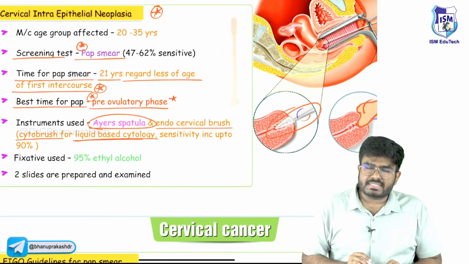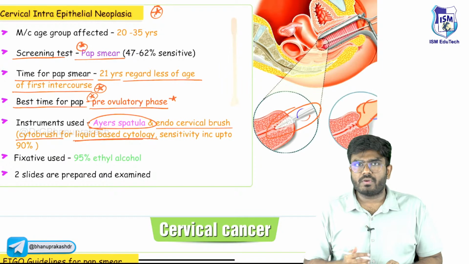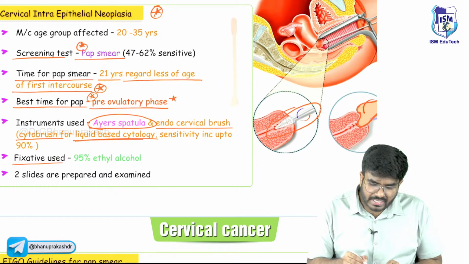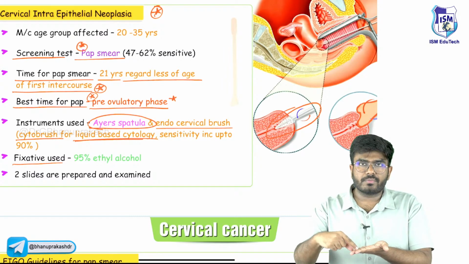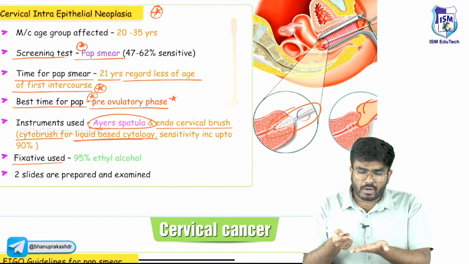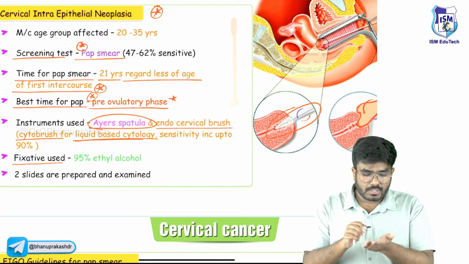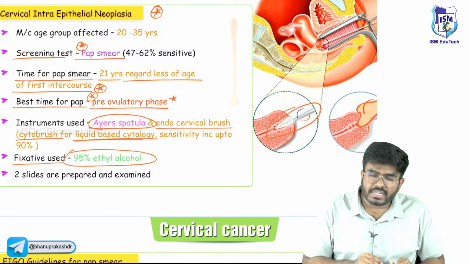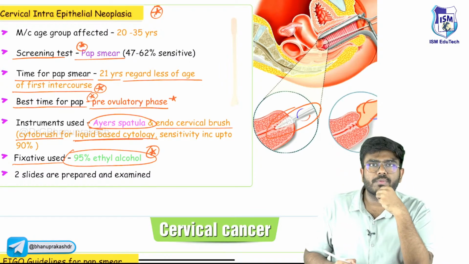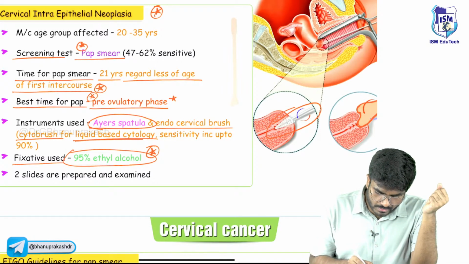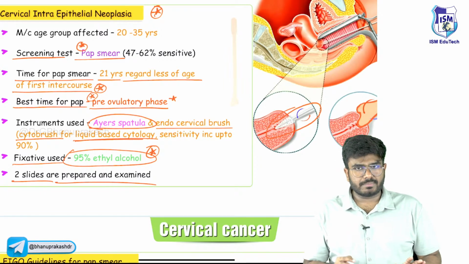Now, after getting the cells, this is a question which was asked. After getting the cells via the pap smear, what is the fixative used? You have collected the cells and applied them onto the smear. Now you first have to put a fixative, and later you put the stains. So what is the fixative used? The fixative is 95% ethyl alcohol. Ethyl alcohol is the fixative used for pap smear, MCQ. Okay, so you are going to prepare 2 slides and examine for any dysplasia.